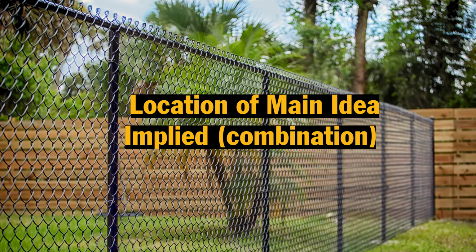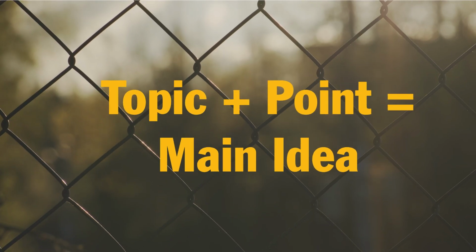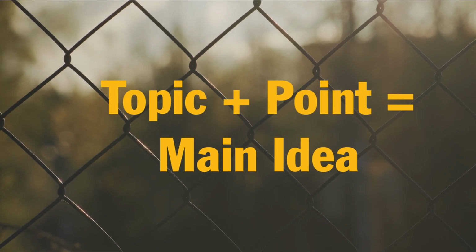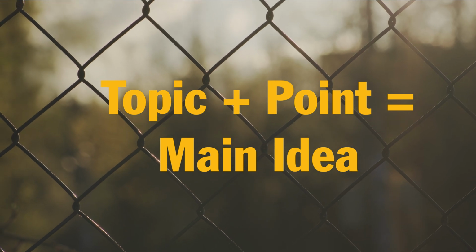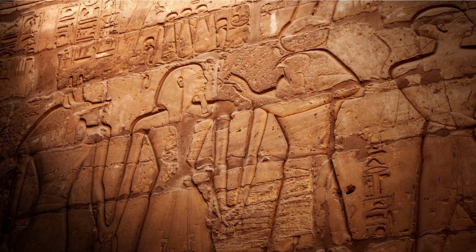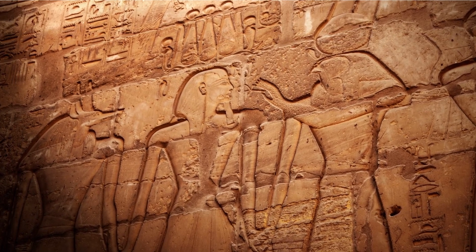To determine the implied main idea, you must look at the smaller pieces or parts. You look at the topic, the supporting details, the facts and examples given. You look at the author's thought pattern as well as the author's purpose. The author will spend a few sentences introducing the topic, present the main idea, and then spend the rest of the paragraph supporting it. Although this can make the main idea more difficult to find, it still follows the format. Topic plus point equals main idea. Let's review an example of an implied or combination main idea.